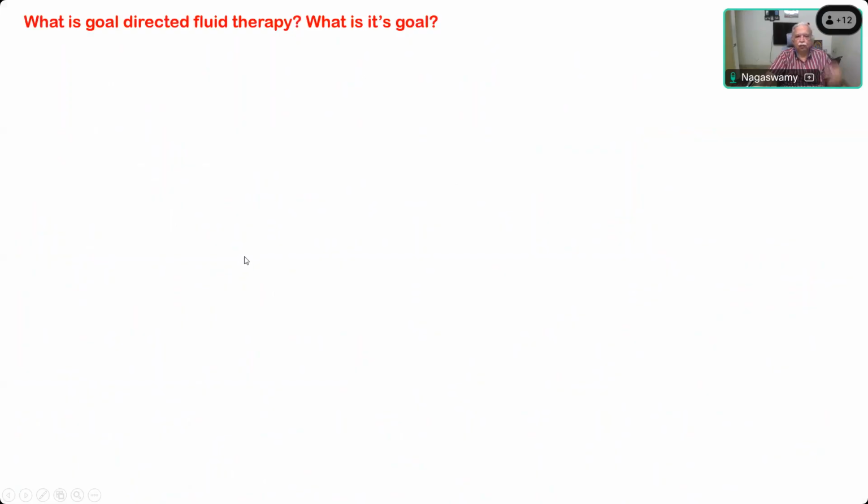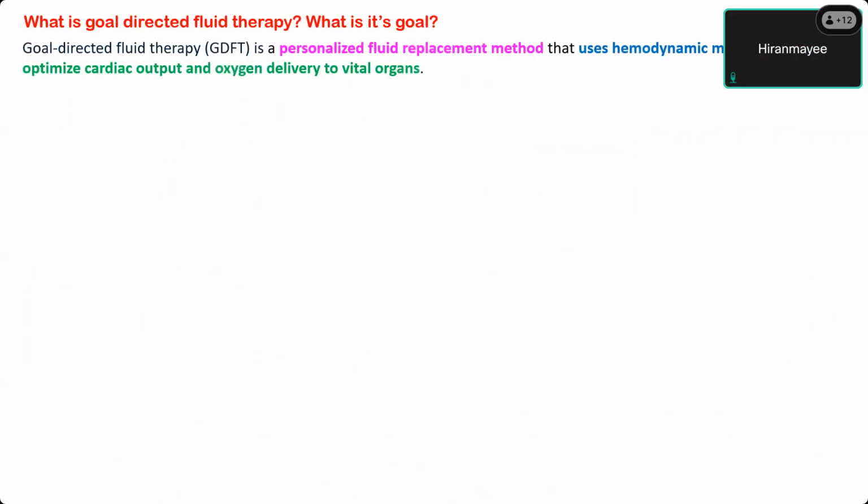What is goal directed fluid therapy? What is its goal? Sir, in goal-directed fluid therapy, there is no replacement of fasting fluids. Only maintenance fluid is given, and that too based on a goal like stroke volume index or pulse pressure index. They are tools to assess your fluid responsiveness. Optimal fluid therapy perioperatively is the goal.